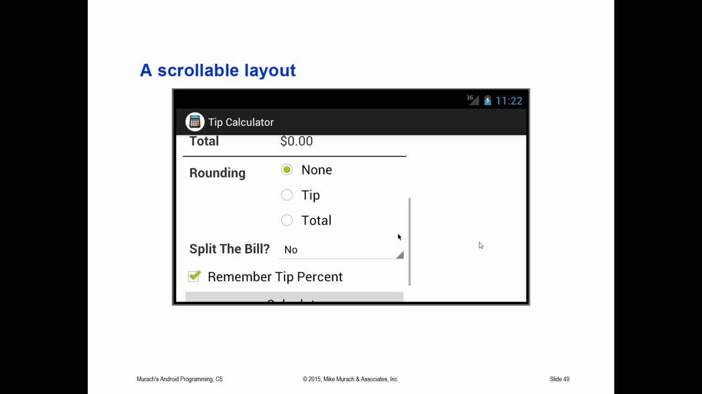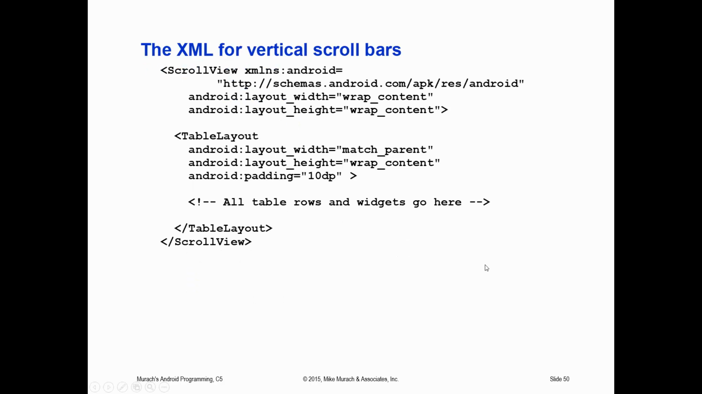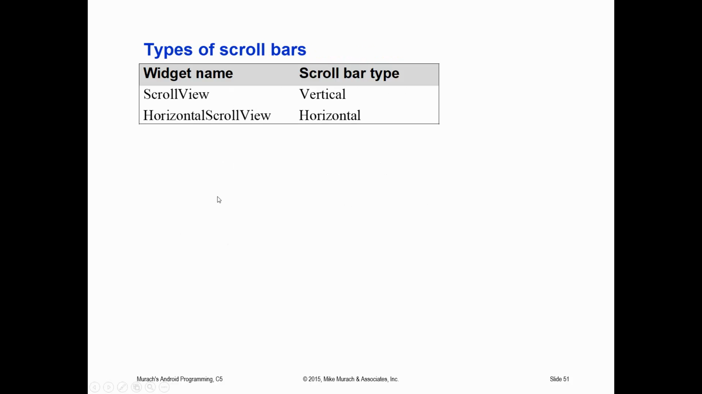In most cases, you need to provide a vertical scroll bar for your layouts only, but you may need a horizontal one also, and that uses the horizontal scroll view element. So the scroll view widget can have only one child element, typically a layout that contains other elements. The scroll view displays the vertical scroll bar, all right? And if you want a horizontal one, you have to use a horizontal scroll view element. So there's the scroll view, which will show the vertical. All right.